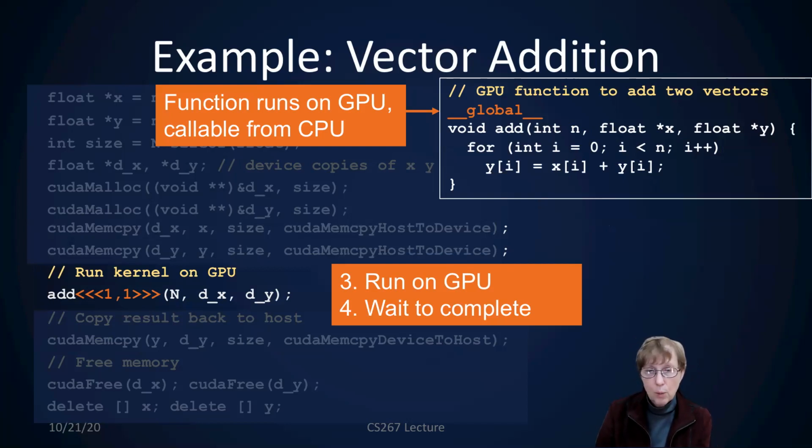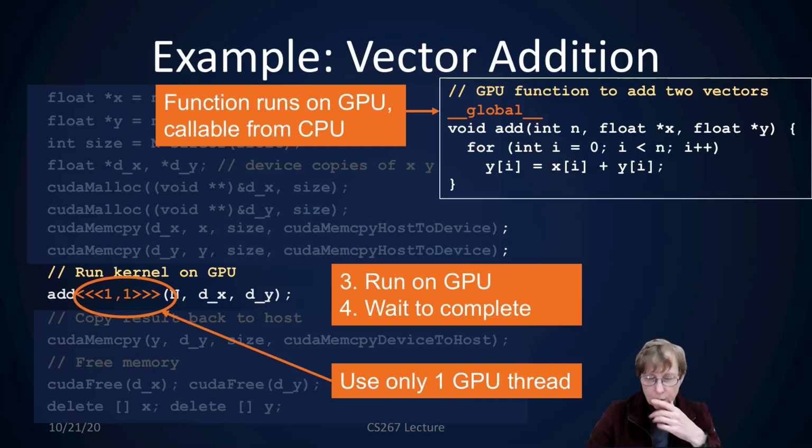So DX and DY have been filled in with their values, and they've been allocated on the GPU. And I'm going to postpone talking about what's inside this triple chevron syntax, except to say that it's only going to use a single GPU thread. So that 1 inside the triple chevrons is just going to give us one GPU thread.